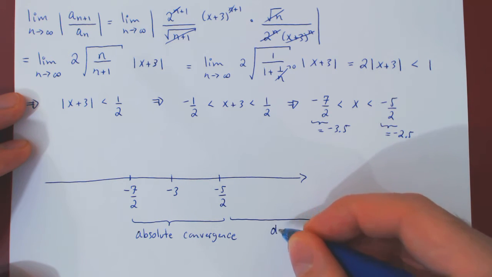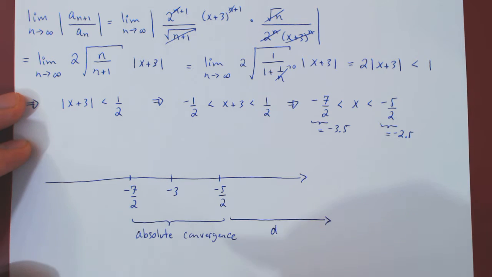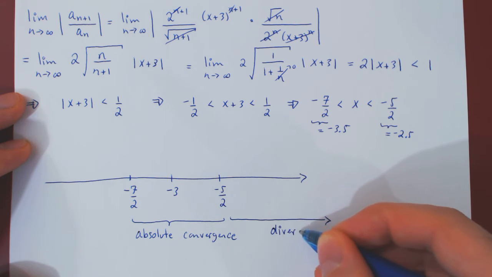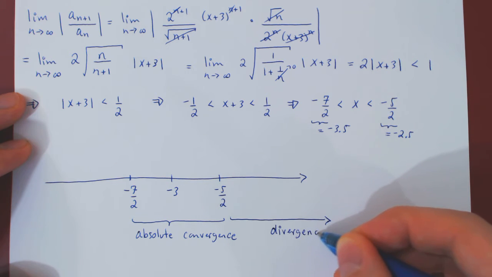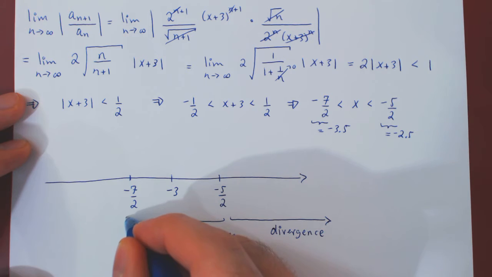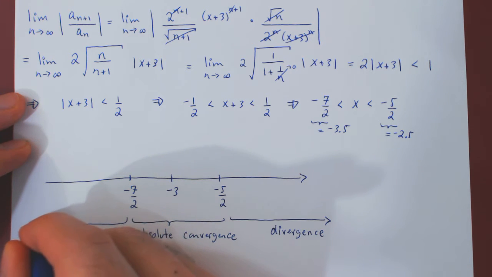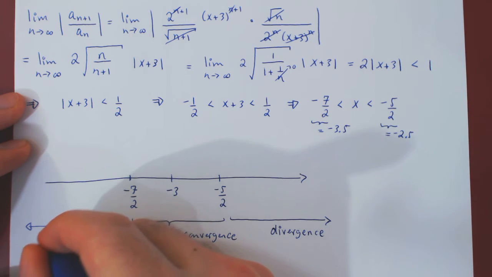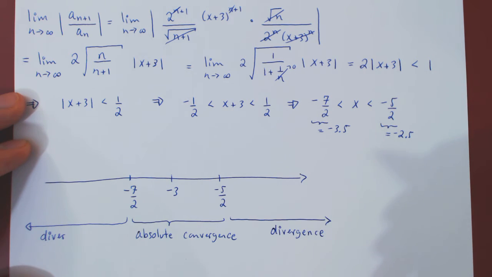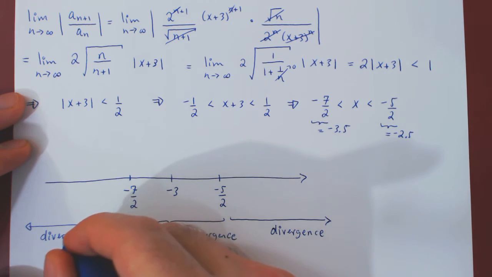Well, the ratio test says that if the limit is larger than 1, the series diverges. So away from our interval, excluding the endpoints, we have divergence of the power series. And the same goes to the left. Also divergence, as again the ratio test will return a ratio that is strictly larger than 1.